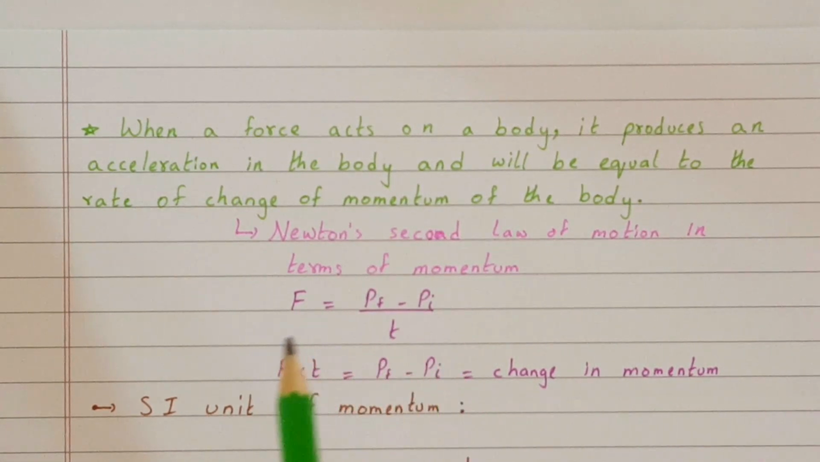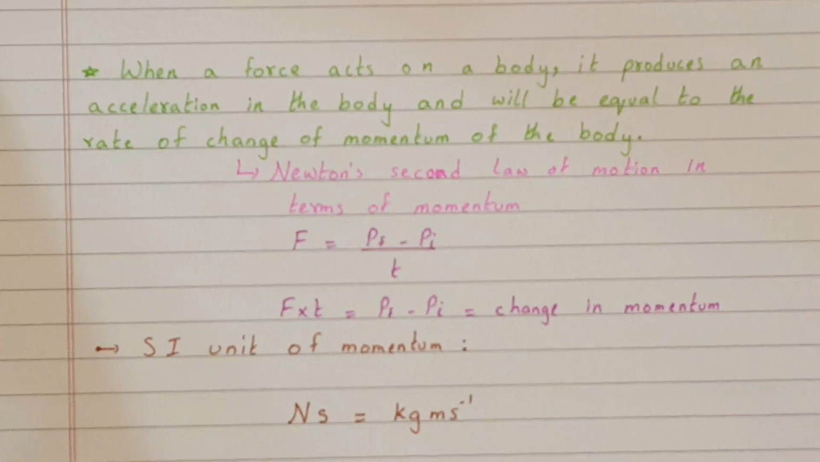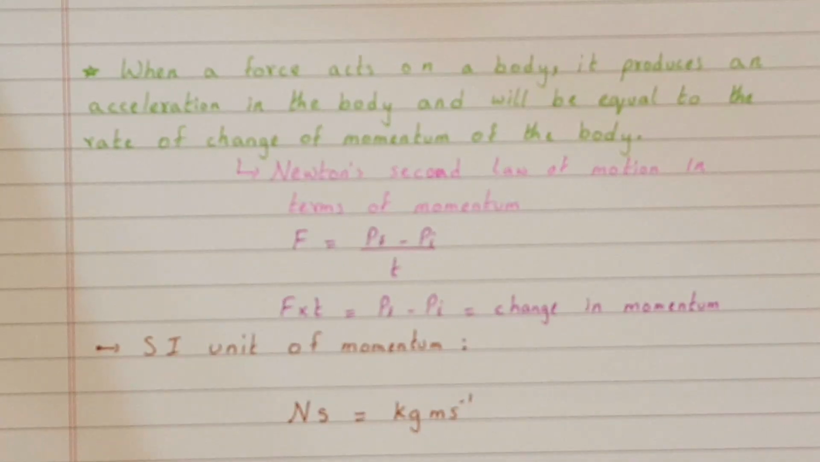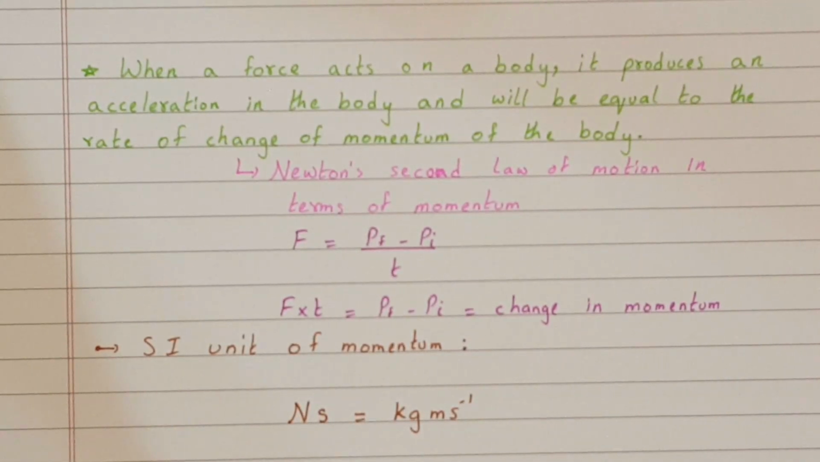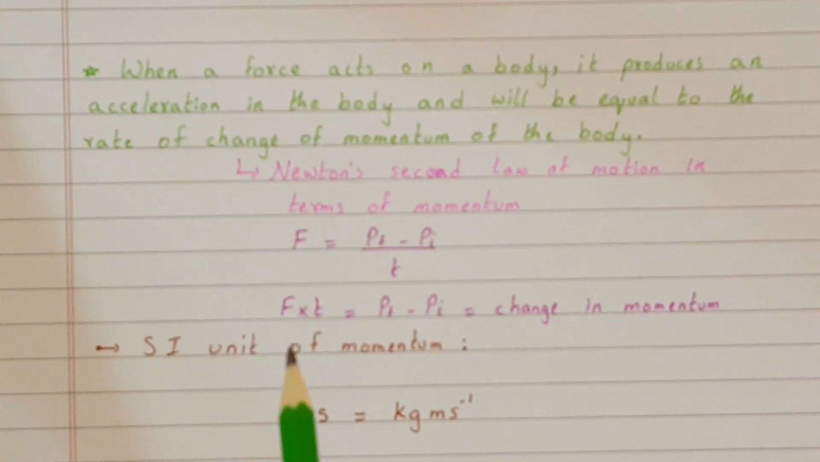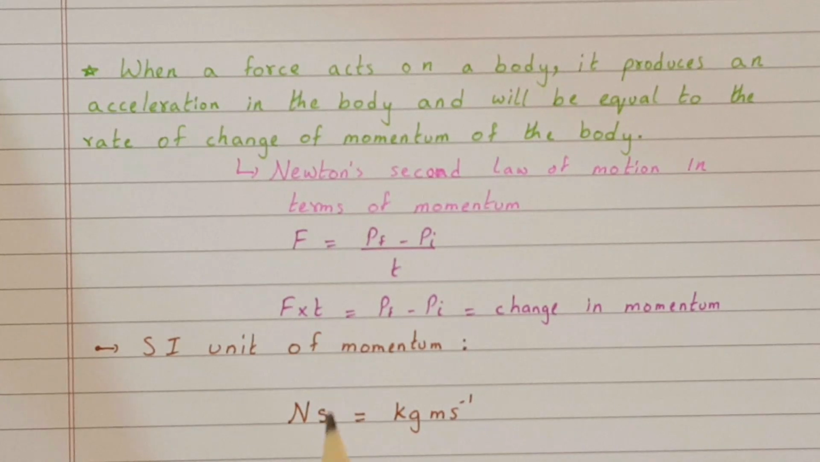From this equation, we can write another unit for momentum, which is Newton second. From the previous equation of momentum, mass times velocity, we get the unit kilogram meters per second, and this kilogram meters per second also equals Newton second. Newton is the unit for force, second is the unit for time. So we get two units for momentum.